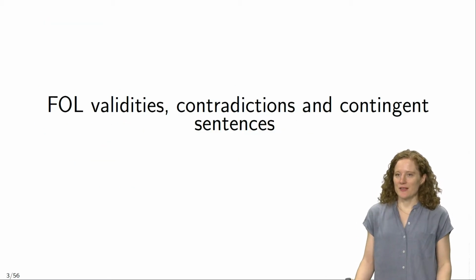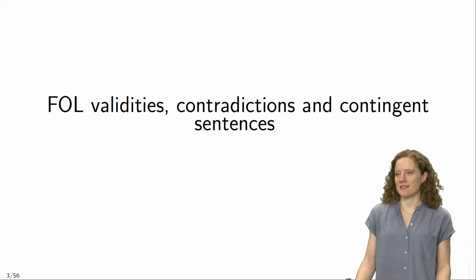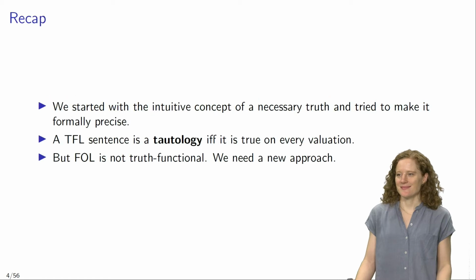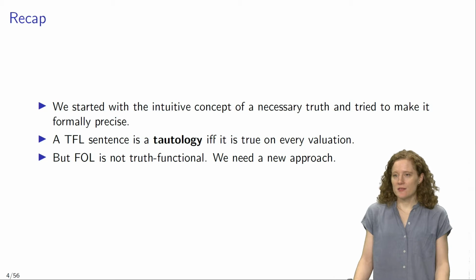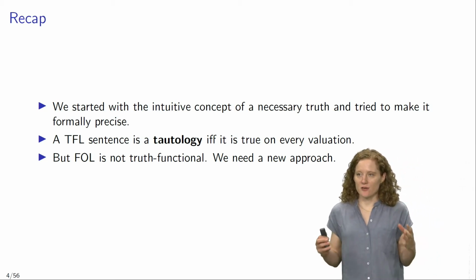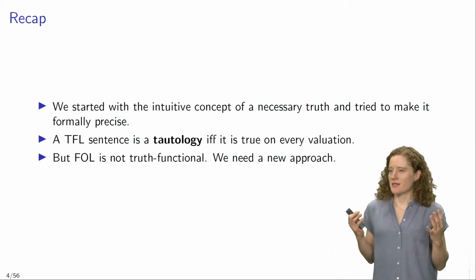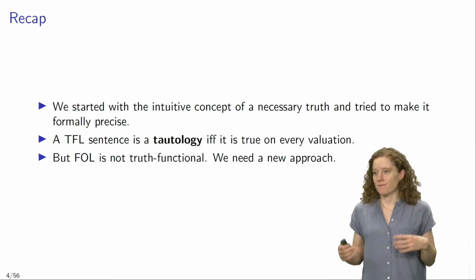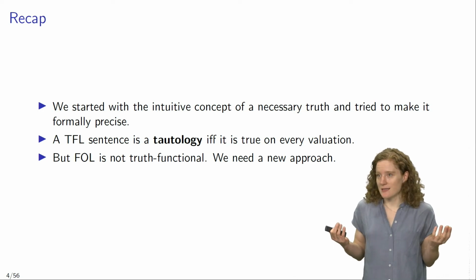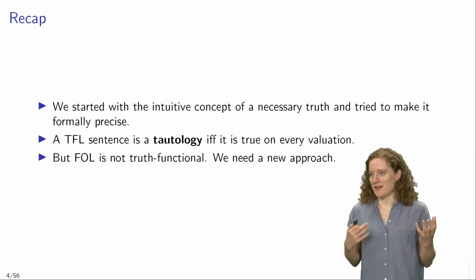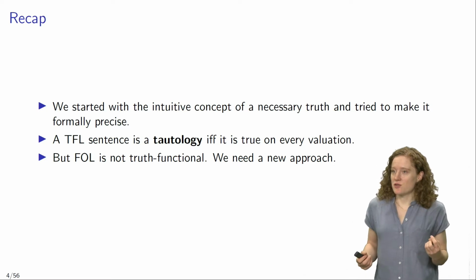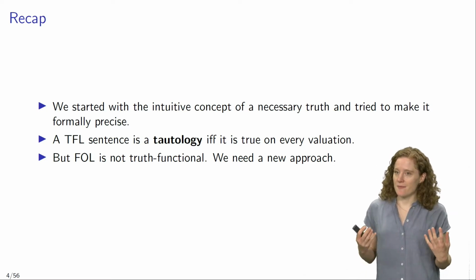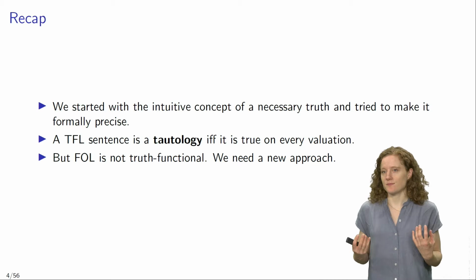Let's start out by talking about FOL validities, contradictions, and contingent sentences. So let's think back all the way to the beginning of the semester. In this course, we started with a range of intuitive concepts. Specifically, we talked about necessary truths, necessary falsehoods, contingent sentences, and the intuitive notion of a valid argument. And then we tried to make these intuitive concepts formally precise.